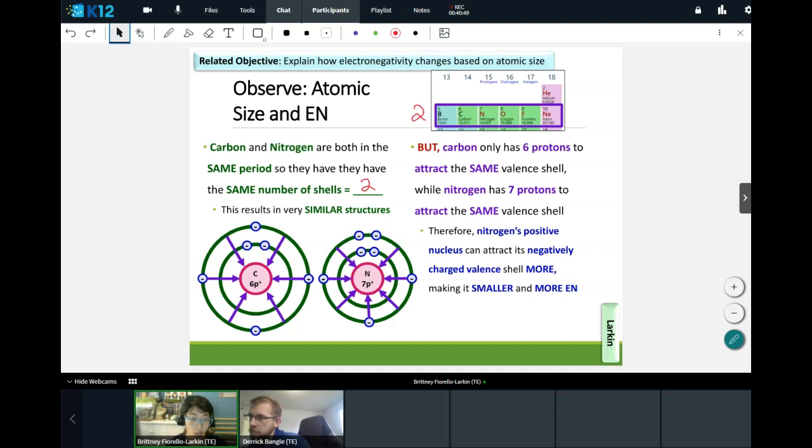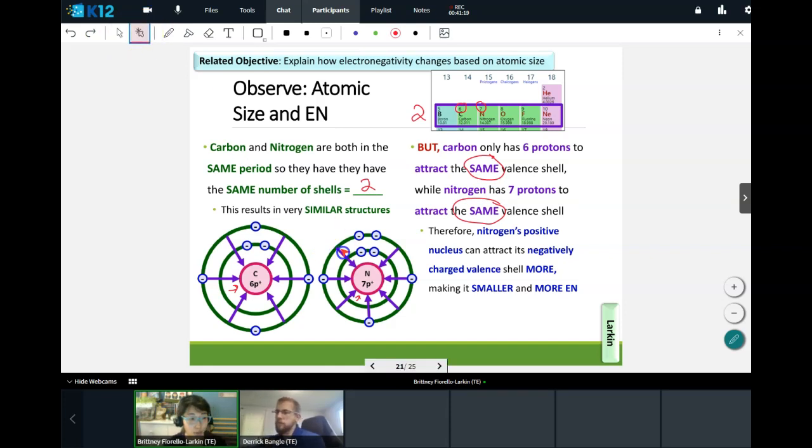So carbon only has 6 protons in its nucleus, whereas nitrogen has 7 protons in its nucleus. And again, that comes from its atomic number. Carbon has an atomic number of 6. Nitrogen has an atomic number of 7. But again, they're both trying to pull on the same exact valence shell. They're both trying to attract the same valence shell. Well, we know that protons attract electrons because they're opposites and opposites attract.